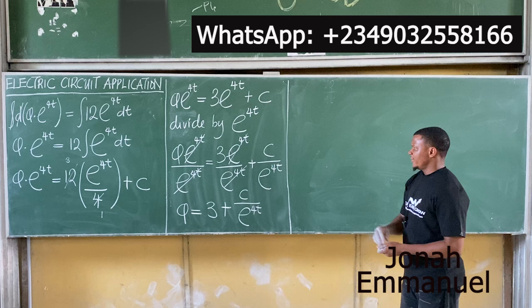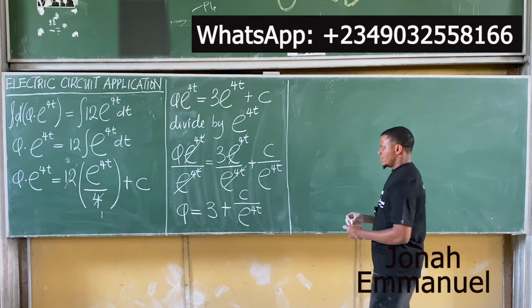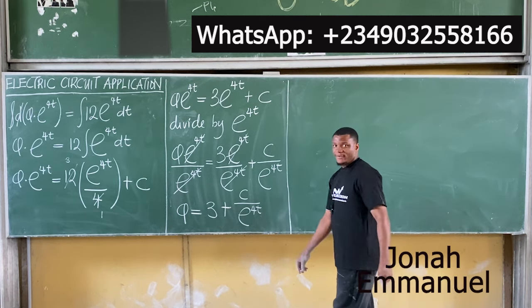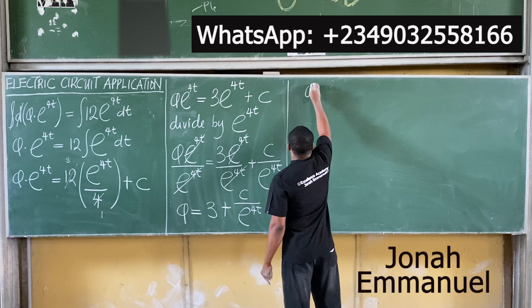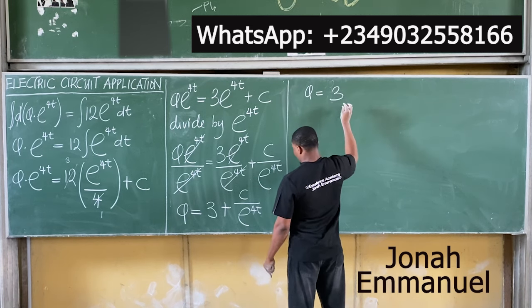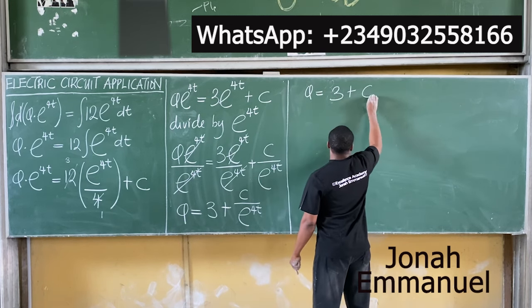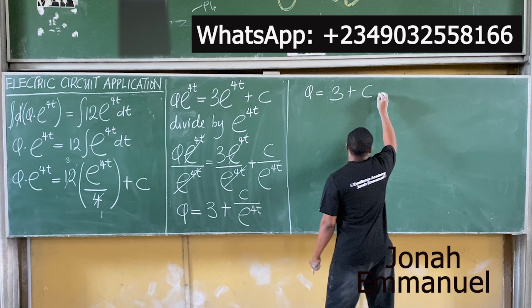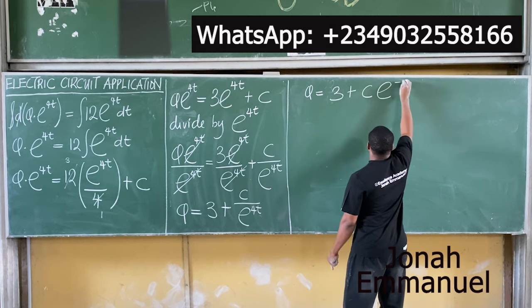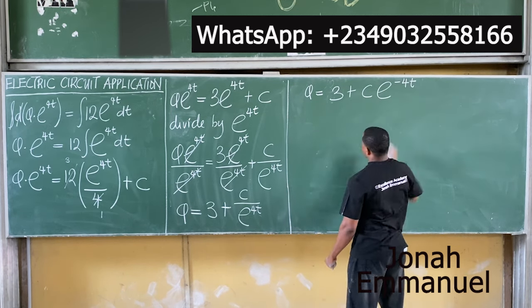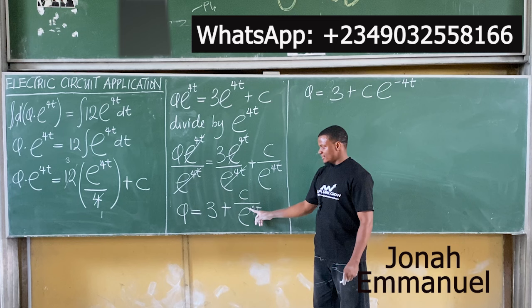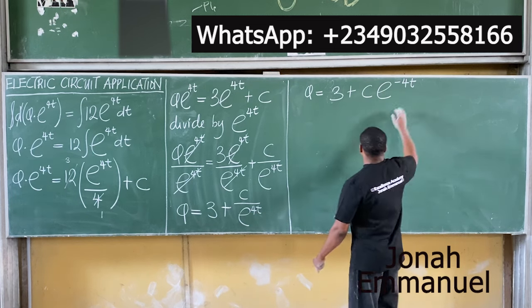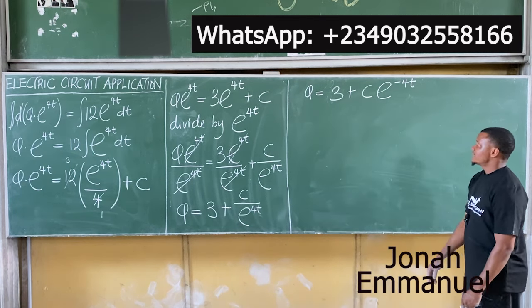All right, so what do you have here? Let's express this one in index form. We have that q is equal to 3 plus c. This in index form becomes exponential minus 4t. The concept is simply putting the minus into this. That's all. So we have this as my answer.